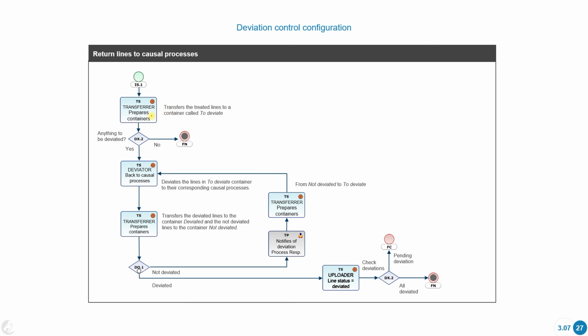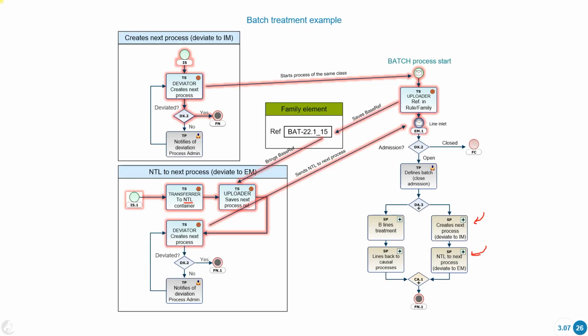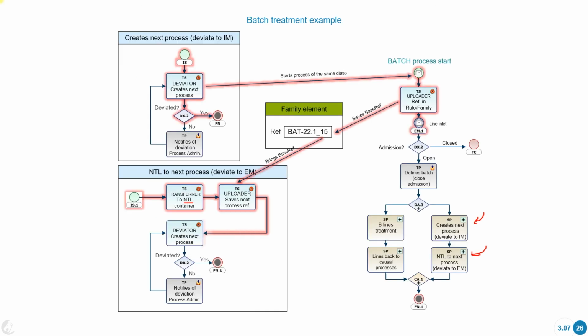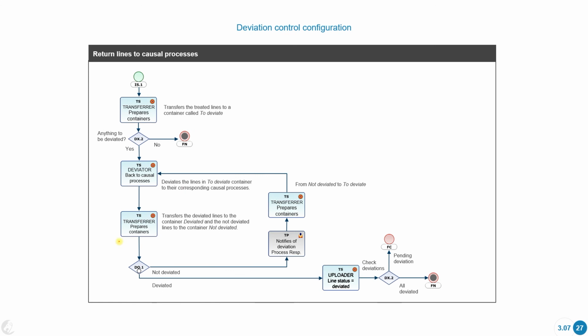I'm not going to explain it again. If someone wants to hear it again, they can always rewind the video and see it again. But basically, this subprocess that we're seeing here is being used. Let me go back to the presentation. Okay, it's being used here. That would be this subprocess. So how are we sending the lines back to the causal process? We're doing it thanks to this subprocess here. I'm not going to explain it again because it was already explained previously.